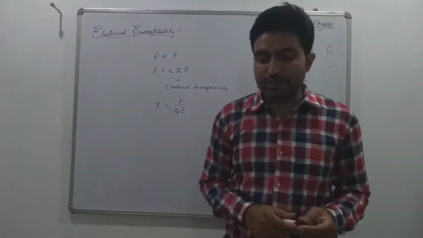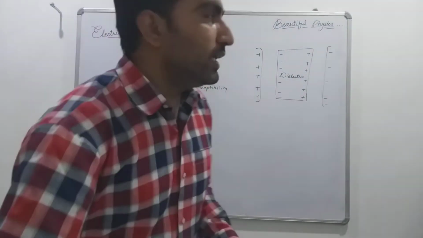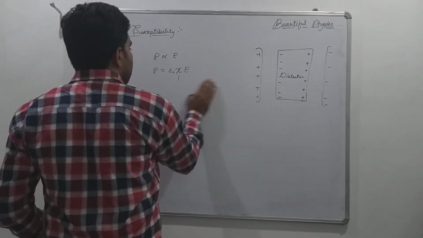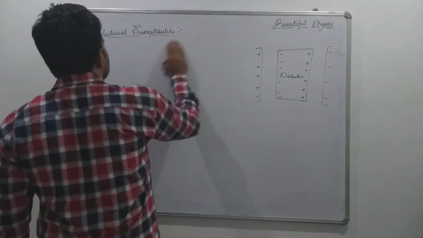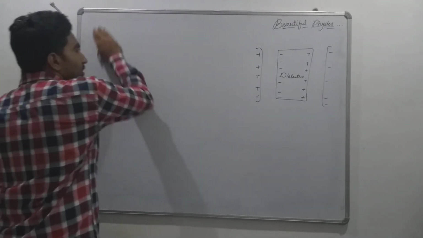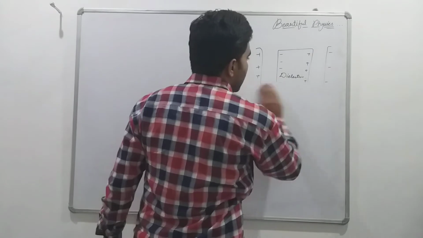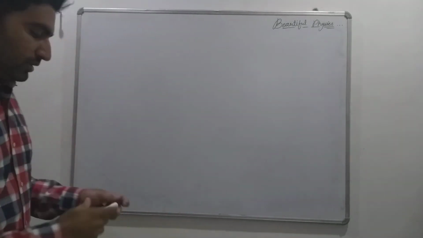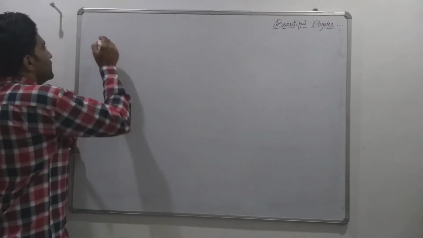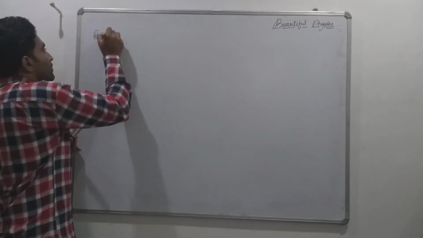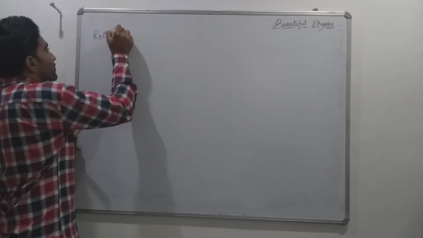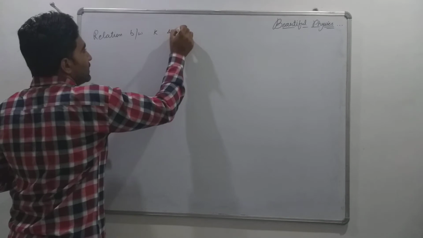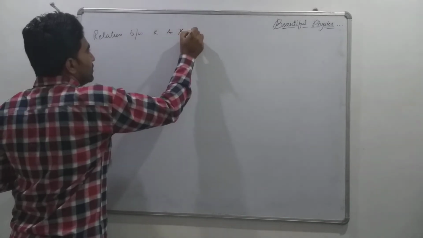Now we will discuss a very important relation between the dielectric constant and electrical susceptibility: the relation between the dielectric constant kappa and the electrical susceptibility chi.